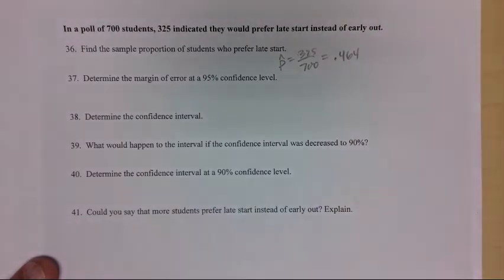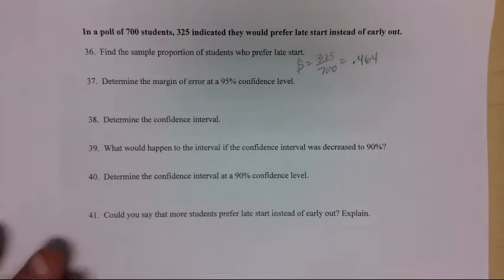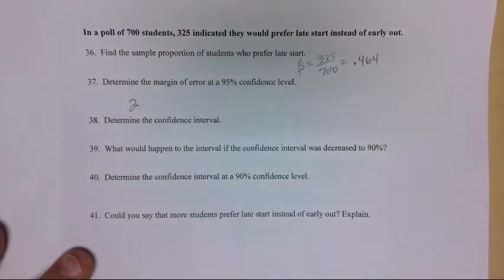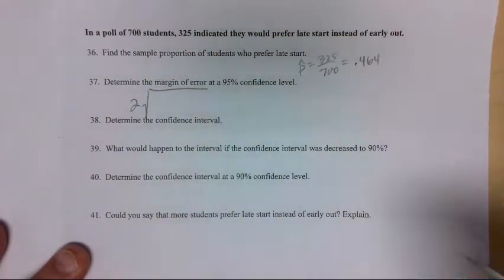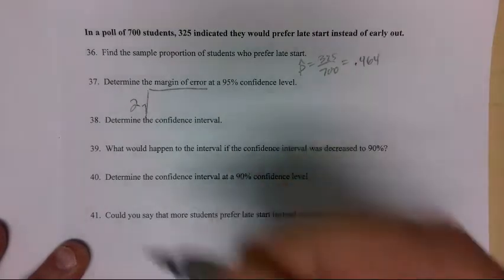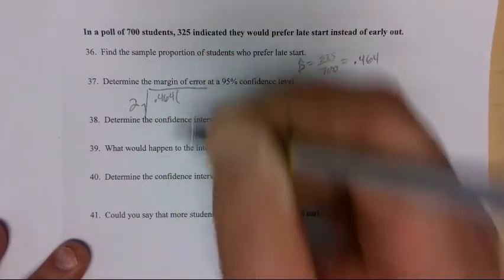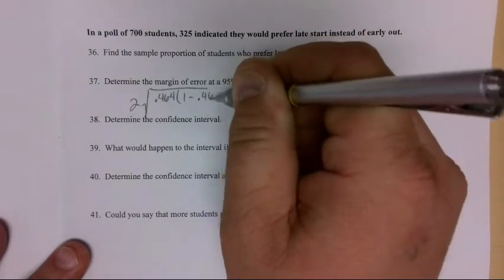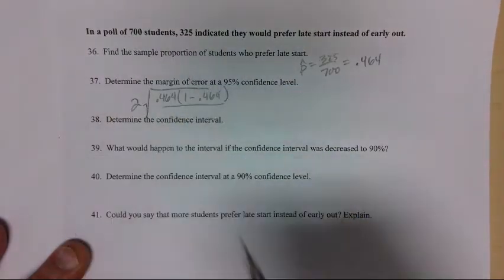Determine a margin of error at a 95% confidence level. Well, the margin of error, we've already done that on the last page, is going to be 2 times, this is for a sample proportion though. So the formula is 2 times the square root of that sample proportion, 0.464, times 1 minus that, 1 minus 0.464, all over the sample size, which is the 700.